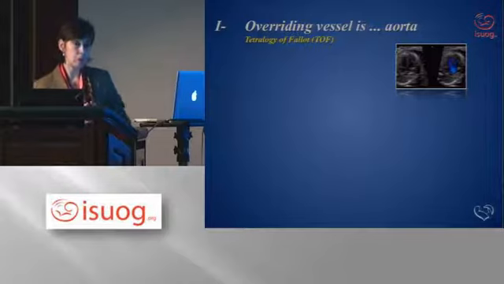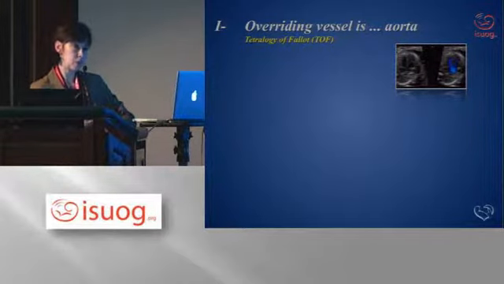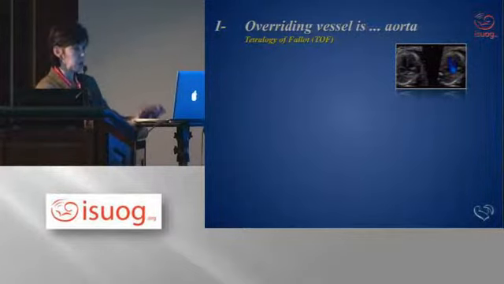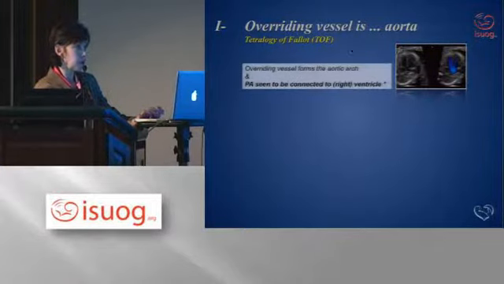So now we're going to come back to those three main vessels, the aorta, the pulmonary artery, and the common arterial trunk. And if we start with the aorta, the most common diagnosis when the vessel overriding is the aorta is that of tetralogy of Fallot. So we have to start by demonstrating that the vessel overriding is the aorta. And secondly, that there is a second vessel, which would then be the pulmonary artery, which is seen to be connected to the right ventricle.